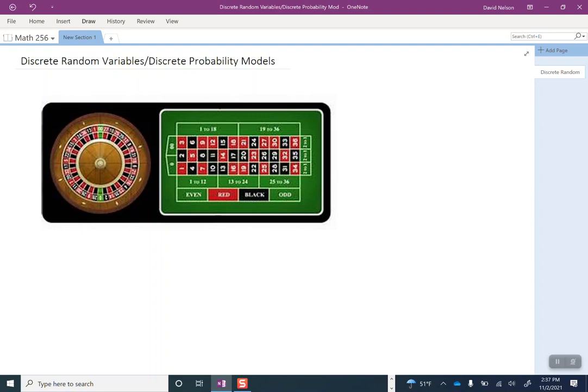If we look at placing a bet, there's all sorts of different ways that you can bet in the roulette wheel. Probably the simplest is if you take your chip and you put it on some number there. So if you put your chip here, you're betting that the number 21 comes out. You could also put your chip here in the 13 to 24 range, and if anything between 13 and 24 comes up, you would win.